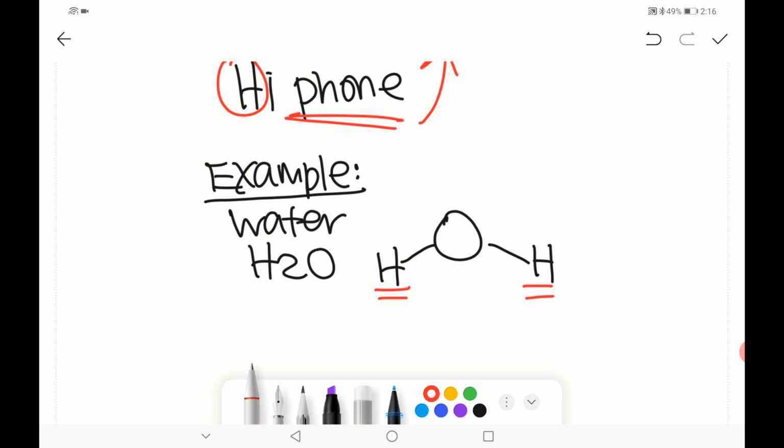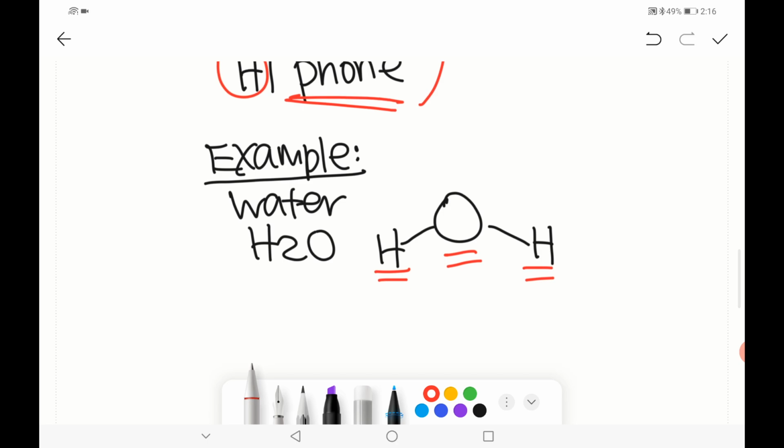Yes, the hydrogen is attached to F-O-N, we have an O. So since you have H and FON, water is capable of hydrogen bonding. Water is capable of hydrogen bonding. Okay, so this is what we need to know.